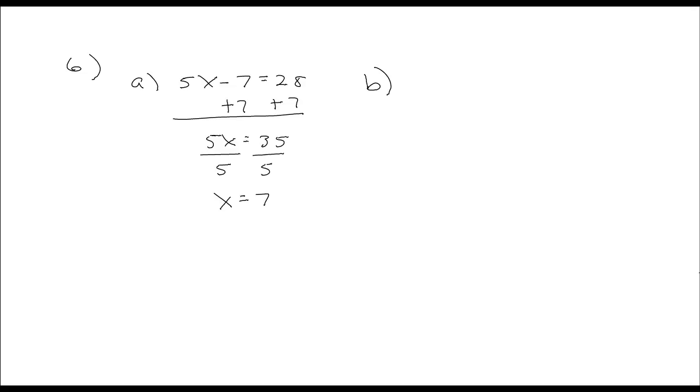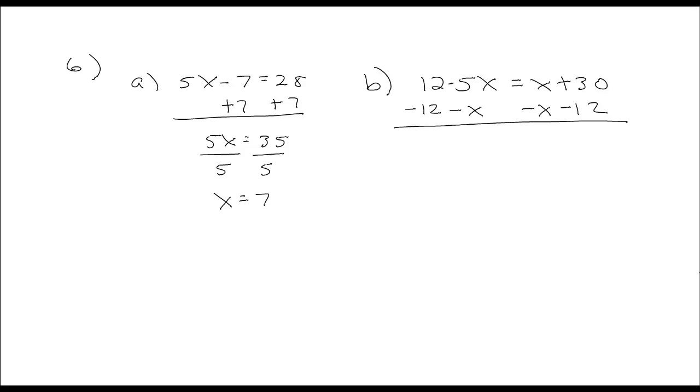Part B, 12 minus 5x is equal to x plus 30. So I'm going to subtract the x over to the left side, and at the same time I'm going to subtract the 12 over to the right side. Could have done it in 2 separate steps, but may as well do it in one. So the 12's cancel. Negative 5x minus x is negative 6x. X minus x gone, and 30 minus 12 is 18.